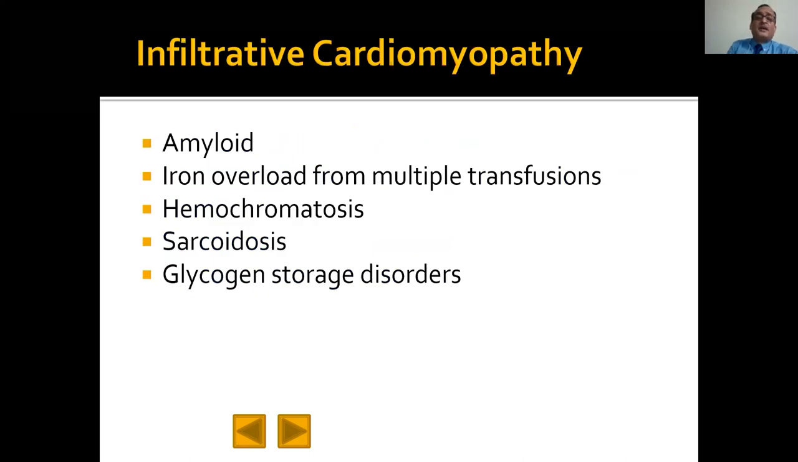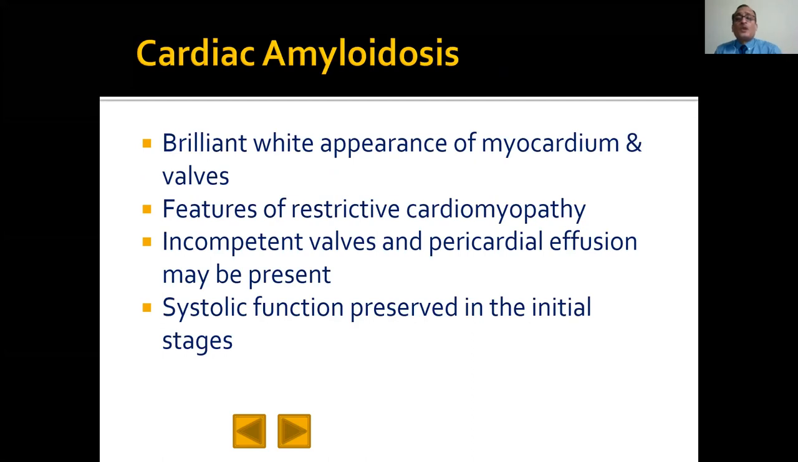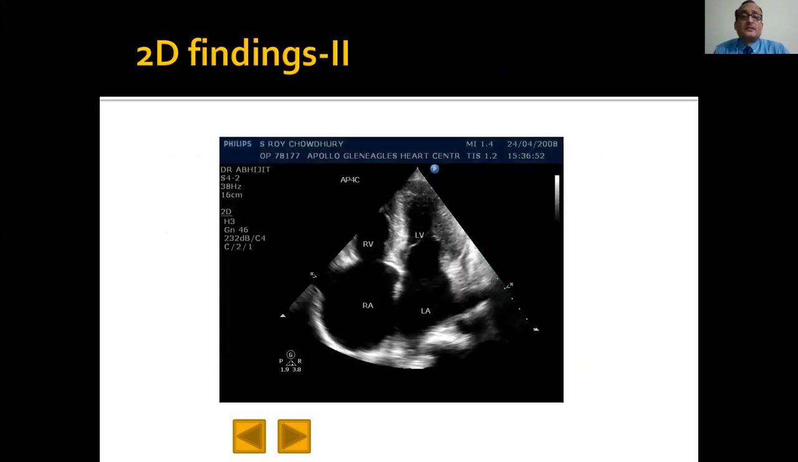These are some examples of infiltrative cardiomyopathy: amyloid, iron overload from multiple transfusions, hemochromatosis, sarcoidosis, and glycogen storage disorder. What is cardiac amyloidosis? There is brilliant white appearance of the myocardium and valves. There are features of restrictive cardiomyopathy: incompetent valves and pericardial effusion may be present. Systolic function is preserved, at least in the initial stages.